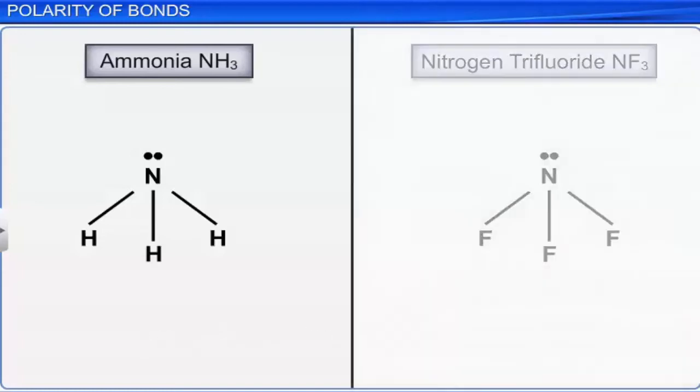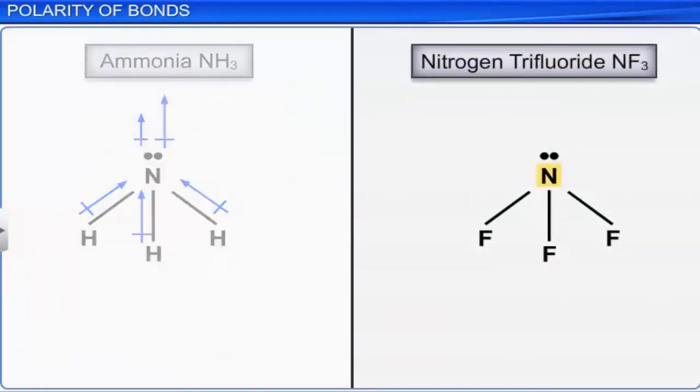In the ammonia molecule, there is a lone pair of electrons on the nitrogen atom and 3 nitrogen-hydrogen bonds present in the molecule. The bond dipole is directed towards nitrogen, as it is more electronegative than hydrogen. The resultant dipole moment is in the same direction of the orbital dipole due to the lone pair of electrons on the nitrogen atom. The nitrogen trifluoride molecule has a lone pair of electrons on the nitrogen atom and 3 nitrogen-fluorine bonds.